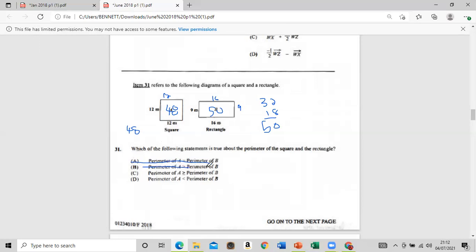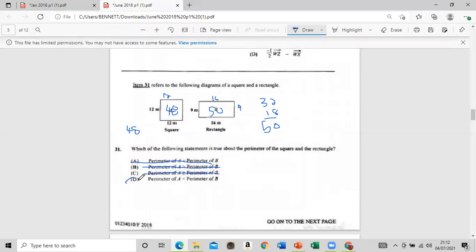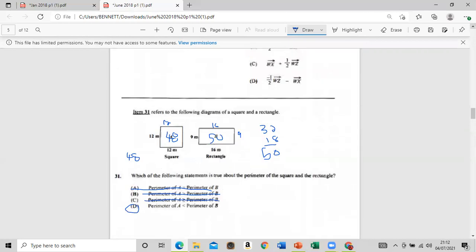So it's down to these two here. Perimeter A is greater than or equal, or D. Whatever D is, that is the answer. Alright, how are we supposed to go down?